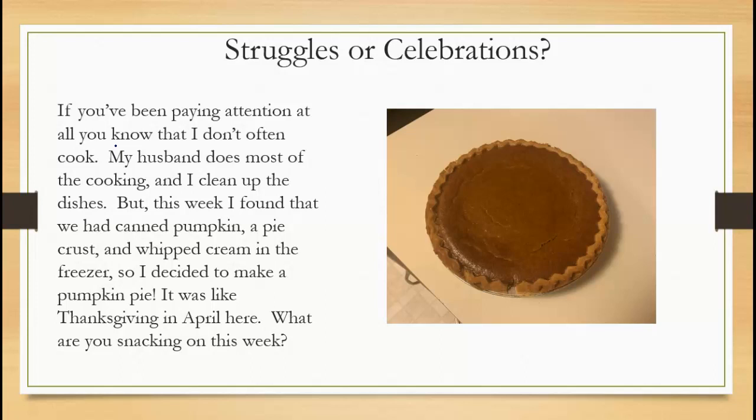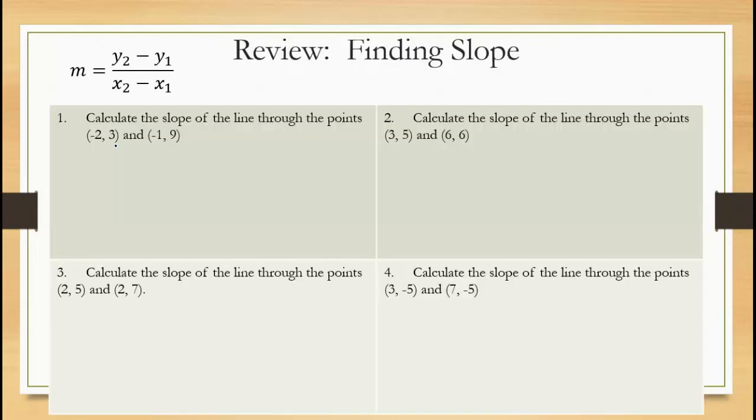If you've been paying any attention at all, you know that I don't often cook. My husband does most of the cooking. I try to clean up the dishes when I can. This week we found out that we had some canned pumpkin, we had some pie crust, and we had whipped cream in the freezer, so I decided to make a pumpkin pie. It's like Thanksgiving in April here. What are you snacking on this week?